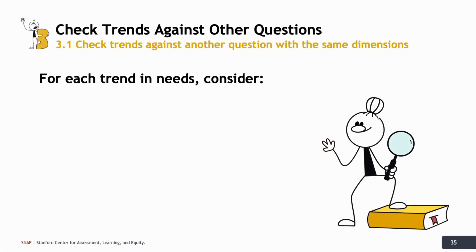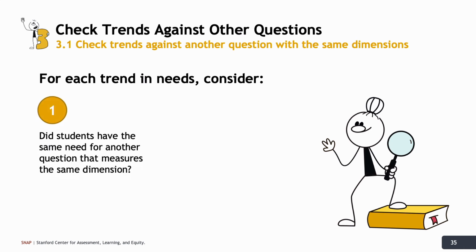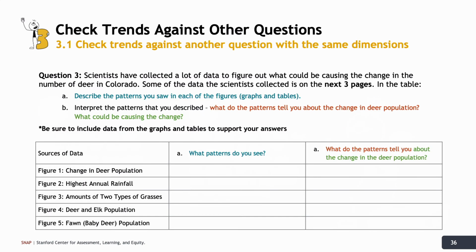So for each trend in needs, we want to consider, did students have the same need for another question that measures the same dimension? Were they able to use the dimension in another question, but they're struggling to incorporate the dimensions together in the culminating question? In the case of the deer task, question 3 offers an excellent opportunity to check our trends. This question also measures the same 3 dimensions in a different way and was intended as scaffolding for question 4.